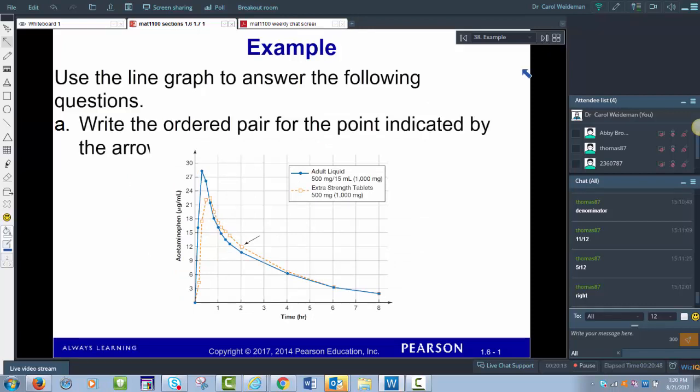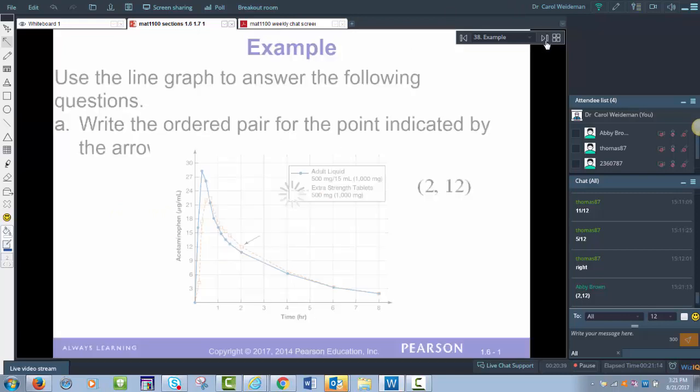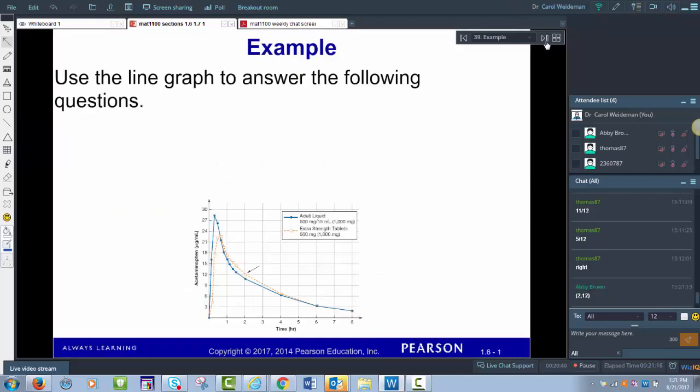Write the ordered pair for the point indicated by the arrow, so the point right here. So basically your origin would be here, and so your x would go over here, so you would go over 2, and then up to about, anybody want to try that one? 2, 12, yeah, (2, 12). So in 2 hours with the extra strength, we're at a level of about 12 micrograms per milliliter. Good.